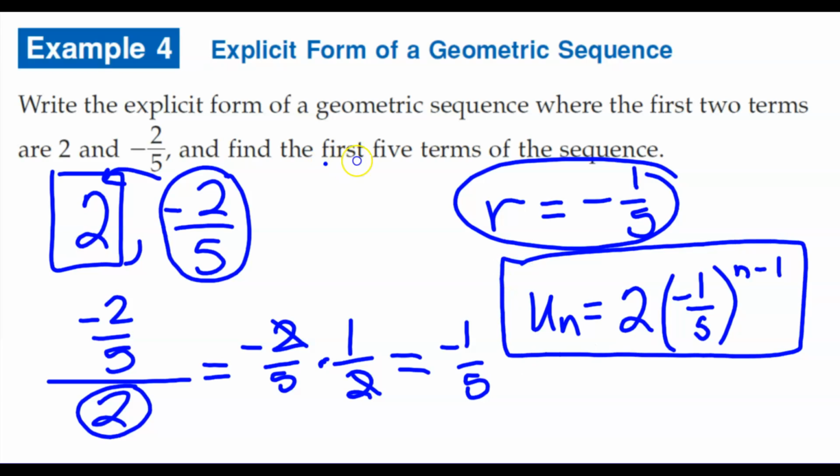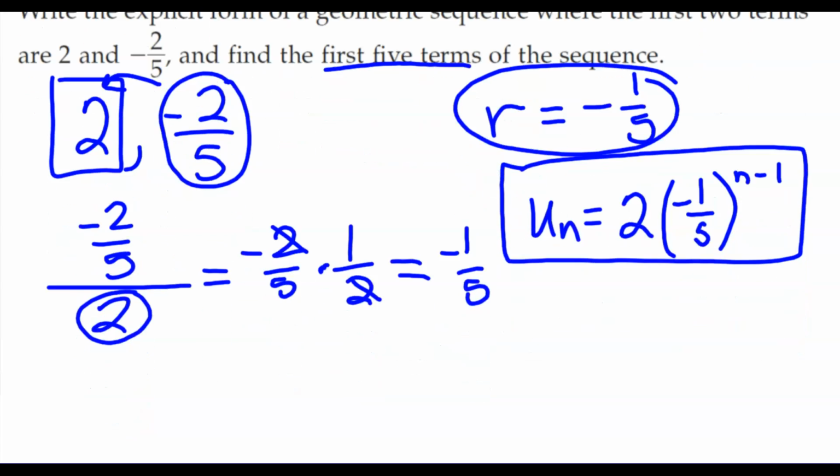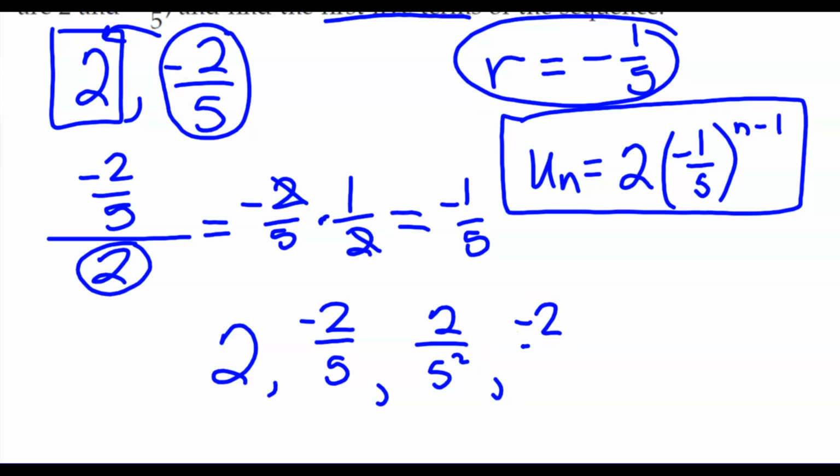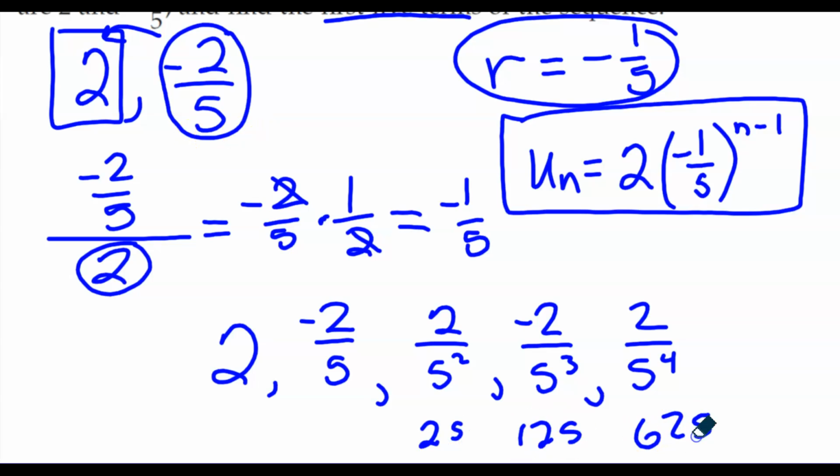Now the last part of that says find the first 5 terms. We already have 2 of them, 2 and negative 2 over 5. To find the next one, I'm going to multiply by negative 1/5, and I get positive 2 over 5 to the second power, 5 times 5, and then negative 2 over 5 to the third power, and 2 over 5 to the fourth power. Now, I wrote these in powers, but I could have written over 25, over 125, over 625.